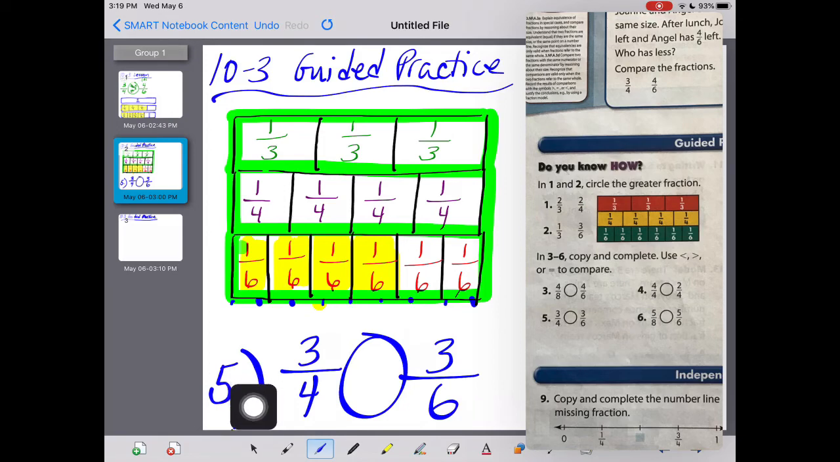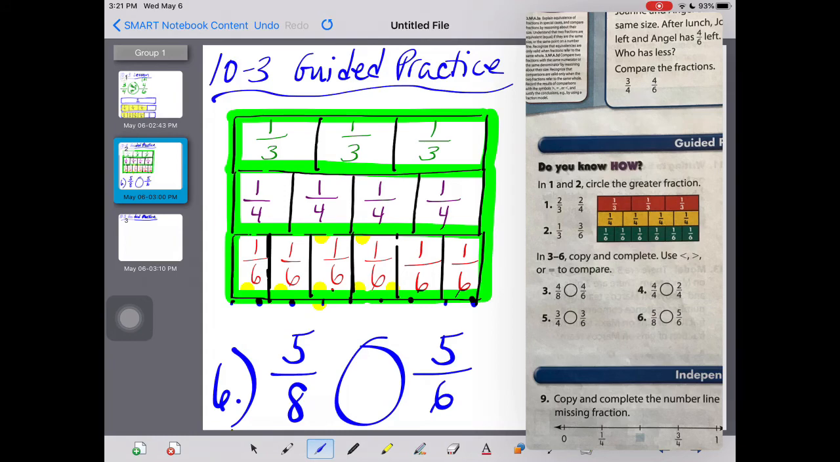Okay, hopefully you said, you know what? I know the smaller the denominator, the bigger the piece. If I have 3 of these pieces compared to 3 of these pieces, I know that 3/4 is greater than 3/6. I can have 1, 2, 3 compared to 1, 2, 3.